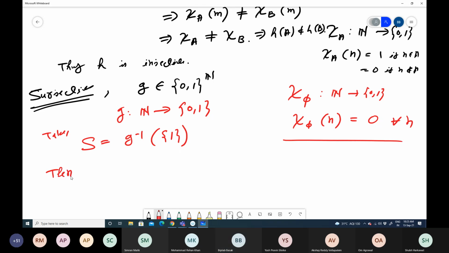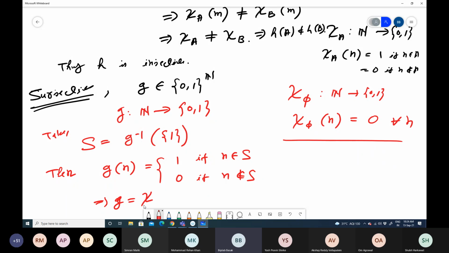Then, see, G of n will be 1 if n belongs to S and 0 if n is not in S. So that implies G equals chi of S. So that is H of S, and S is a subset of N, so that implies S belongs to the power set of N. So H of S equals G. So we are done. So H is surjective.